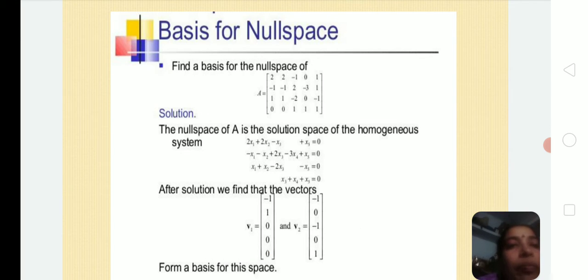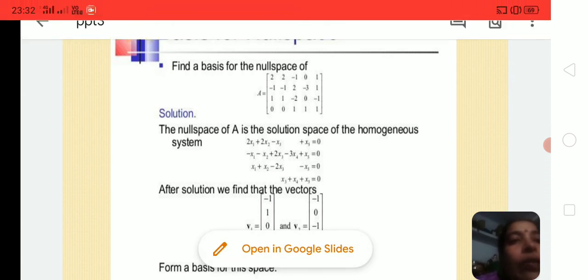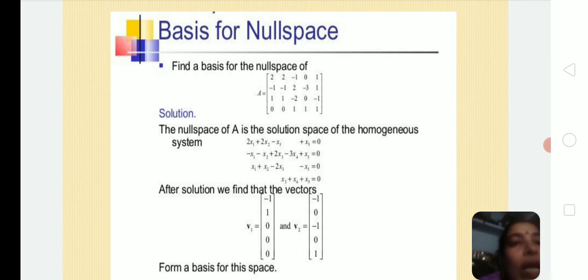See the solution. The null space of A is the solution space of the homogeneous system 2x1 + 2x2 - x3 + x5 = 0. And the second row: -x1 - x2 + 2x3 - 3x4 + x5 = 0. In the third row: x1 + x2 - 2x3 - x5 = 0. And the last one is x3 + x4 + x5 = 0.